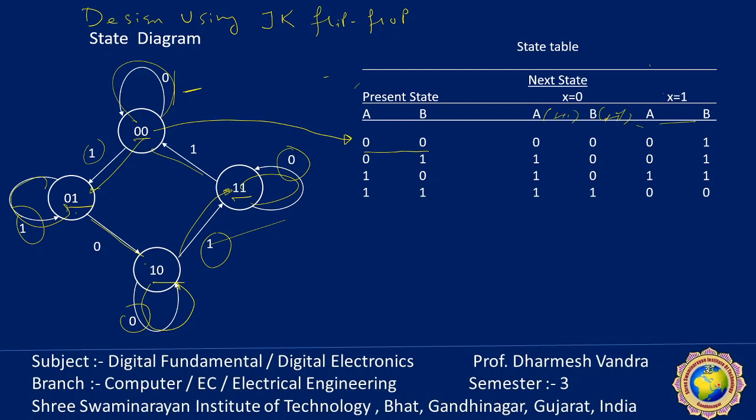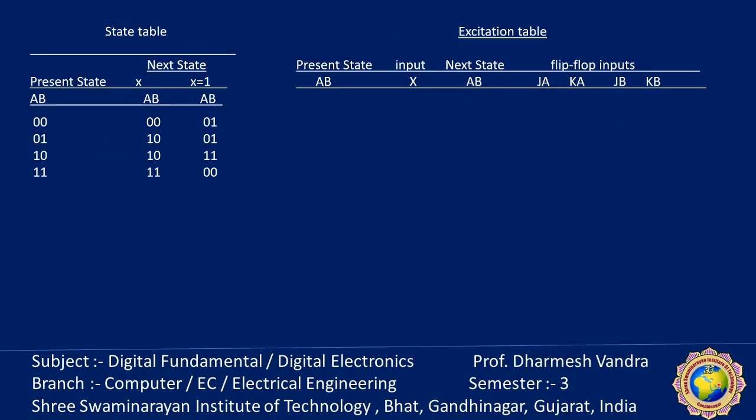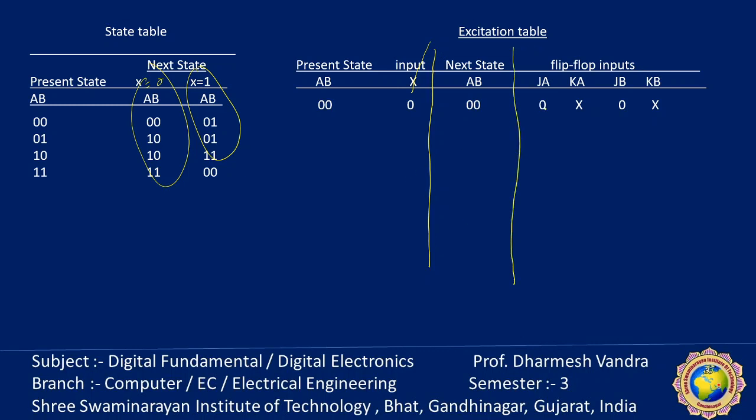Similarly here, we are going to first rearrange the table. So 0, 0, input is 0. What I'm doing here: x is equal to 0 and x is equal to 1, two columns are there, and we take the table this way. Present state and input, and this is the next state, and the flip-flop inputs as required per the excitation table.